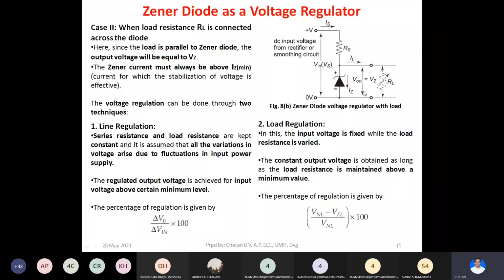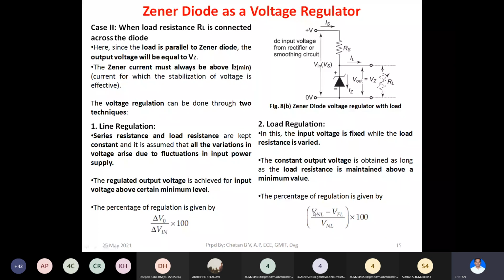We shall find out while solving some numerical examples. Therefore, you should always maintain a value of RL which is greater than the minimum value. Otherwise, this diode will not be conducting and there will be no constant output voltage. Here also the percentage regulation can be found out using this formula.